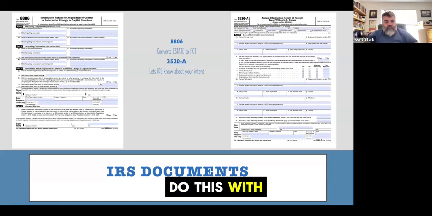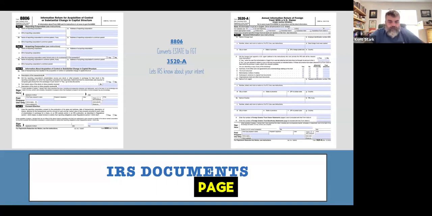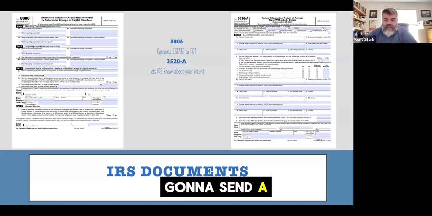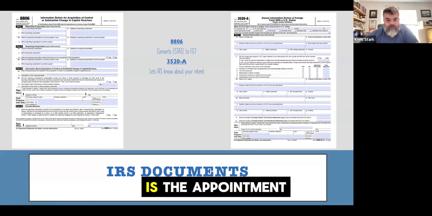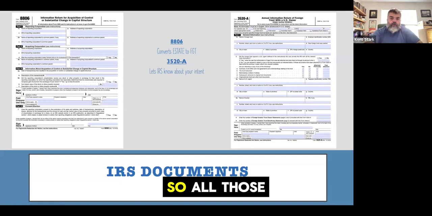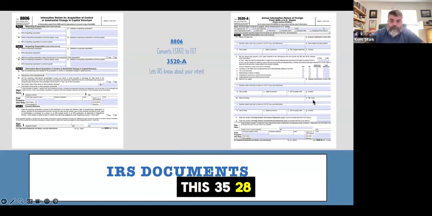So when you do this with the IRS, you're going to send them the first page and the signature page. You don't send anything in the middle. And then you're going to send a document that's called the certification of trust, which I'll show you in a little bit. And then also the last thing that you're going to send them is the appointment of trustee so that they know who the trustee is. So all those things will be sent when you send this in, this 3528.